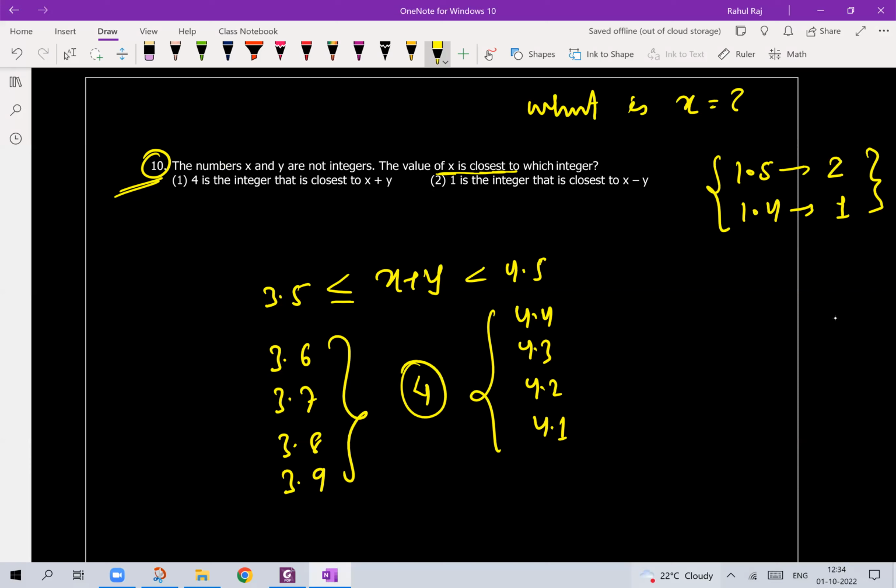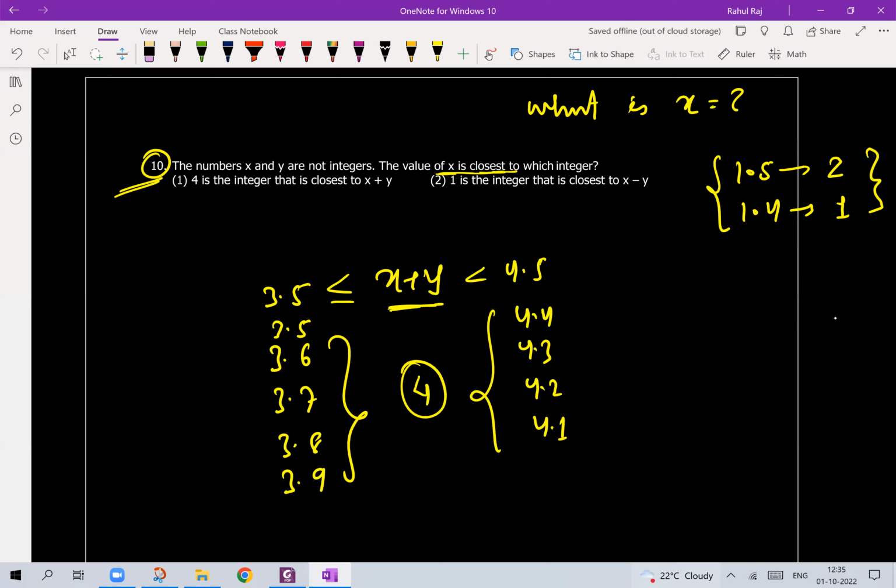Check. 3.6 will round to 4, 3.7 will round to 4, 3.8 will round to 4, 3.9 will round to 4, 4.4 will round to 4. In fact, 3.5 will also round to 4. 4.3 also rounds to 4, 4.2 will round to 4, 4.1. They are trying to say in option number 1, 4 is the integer that is close to x plus y. It means x plus y lies between 3.5 and 4.5. Is this 100% agreed? Very clear?